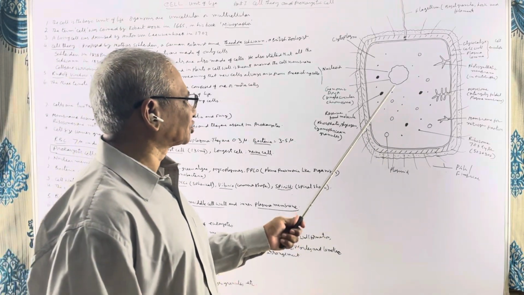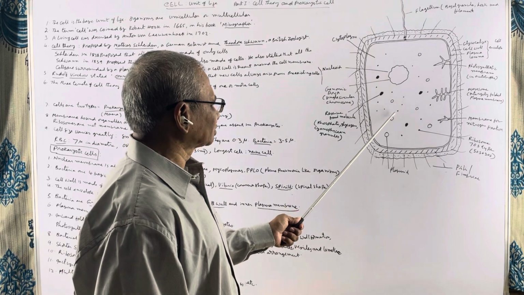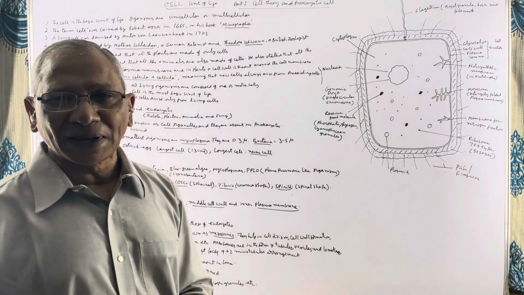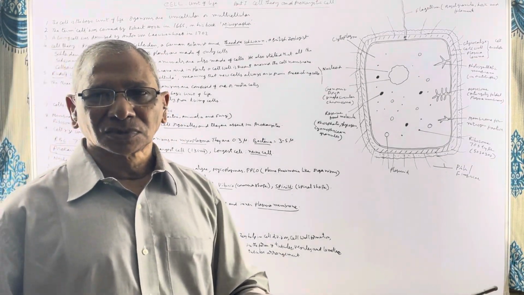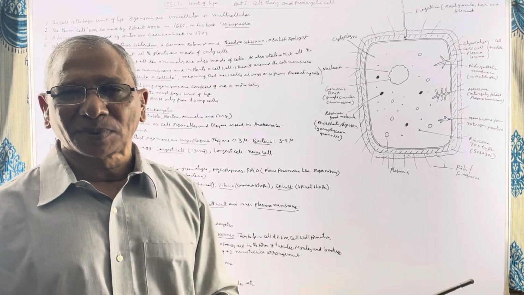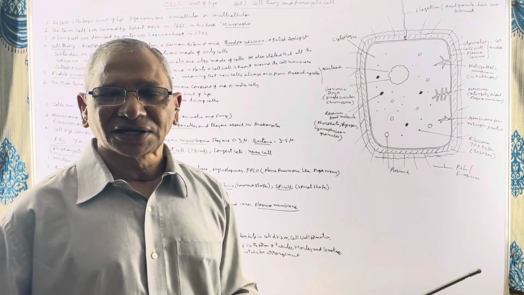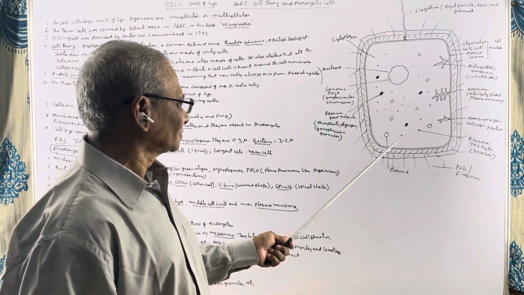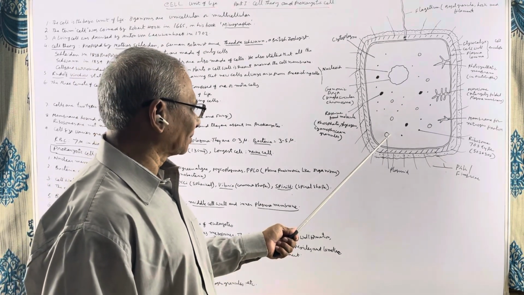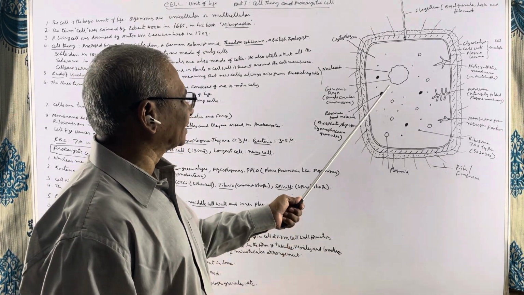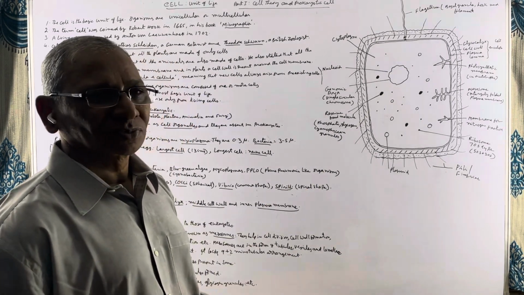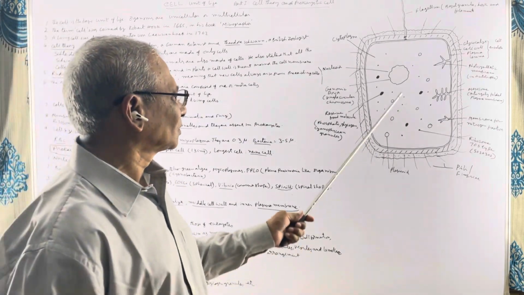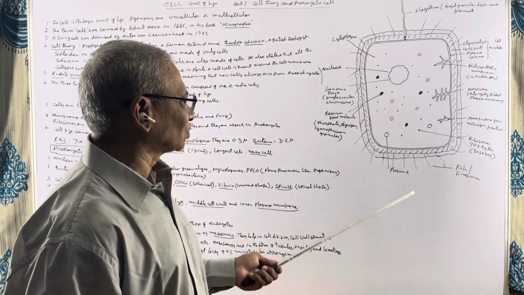Then, in addition to the genomic DNA, there are small circular DNA molecules. These are known as plasmids. In genetic engineering, I have explained the role of plasmids in recombinant DNA technology. These plasmids are one to many. They are circular. They are made of double helical DNA, but they are independent. They multiply independent of the main chromosome. They multiply independently on their own.